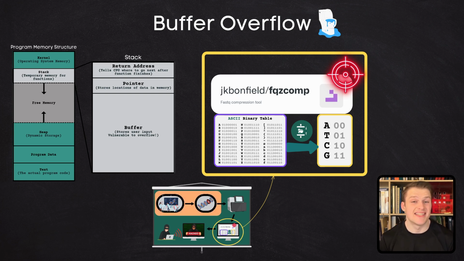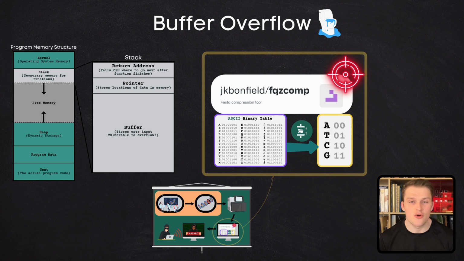By carefully crafting a DNA sequence that would produce a specific pattern in a FASTQ file, they created input that would trigger a buffer overflow during the compression process. The critical moment occurred when the compression tool attempted to compress the ASCII encoded FASTQ data into the efficient 2-bit format.